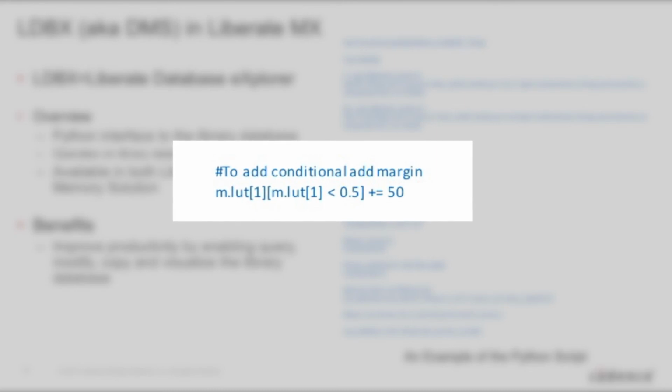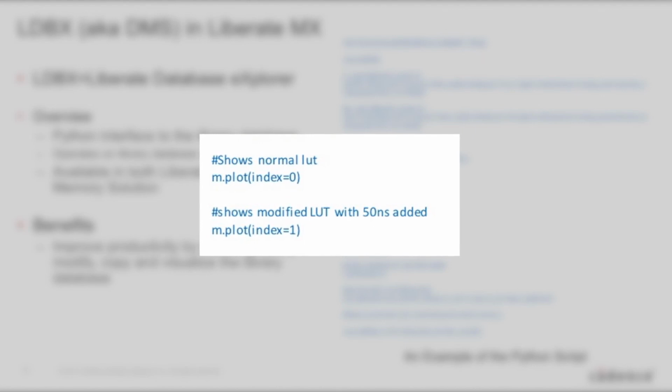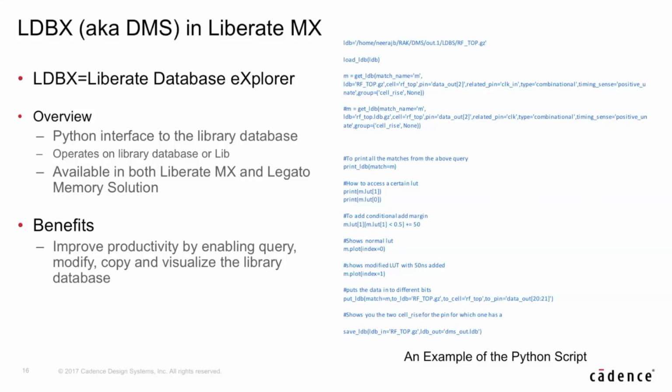There is the m.lut line here, and it enables you to add margin in conditional add margin. And so what it enables you to do is modify the library database as well. And after you do everything, you could do the mplot, which enables you to visualize the library database.